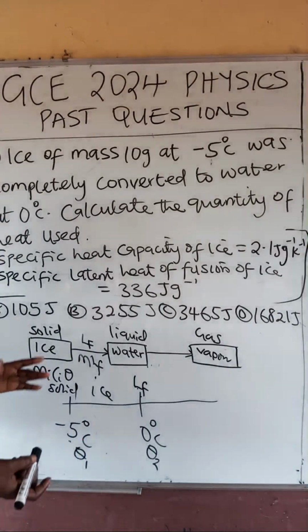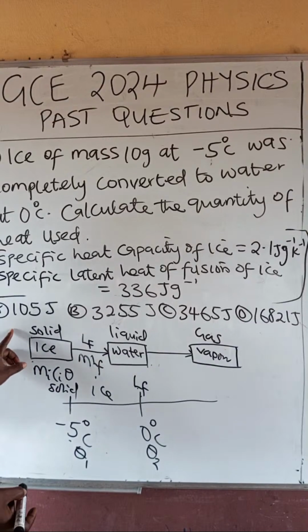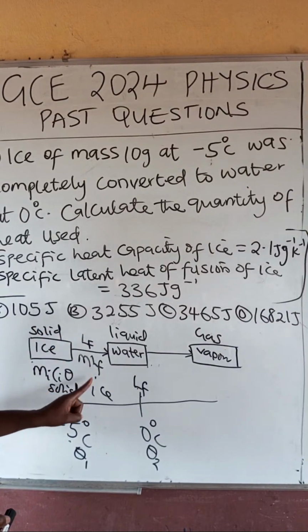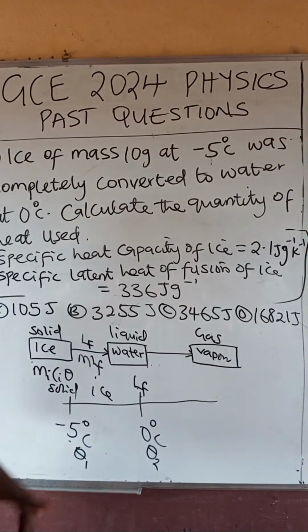So we are looking for the quantity of heat required to change this solid, which is ice, from here to here. Here, the ice is now liquid. It has changed to water. But the temperature is 0 because there is no change in temperature, because you did not apply heat. Do you get it now? So I'm going to use the knowledge of what I just explained to solve this problem. Right.